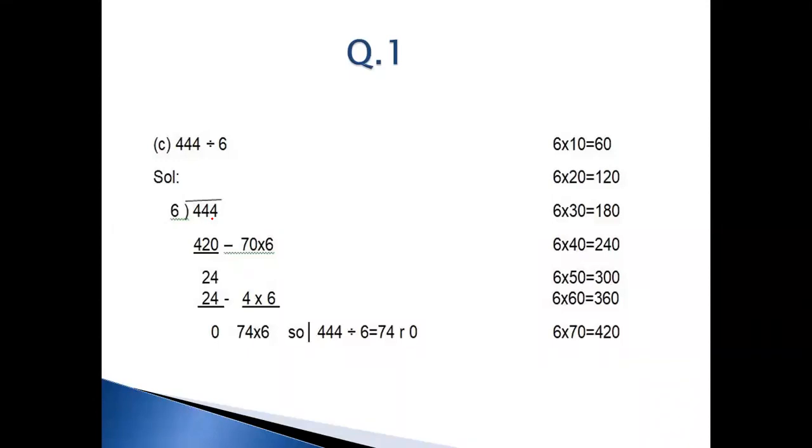I want to get the number nearest or equal or less than the given dividend. You can see here I have written the divisor outside, 6, 6 every time. Then I've chosen the multiples of 10, which is easy to multiply and get the answer. 6 multiplied by 10 is 60, then 6 multiplied by 20 is 120, 6 multiplied by 30 is equal to 180, 6 multiplied by 40 is equal to 240.